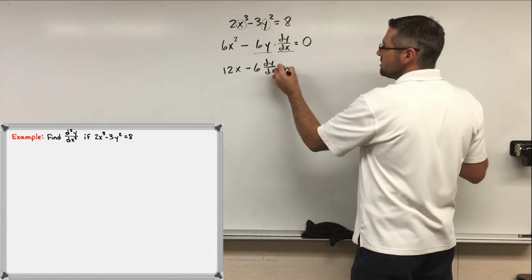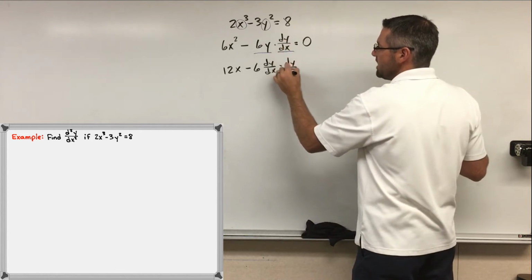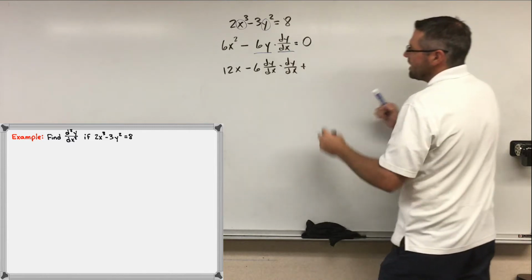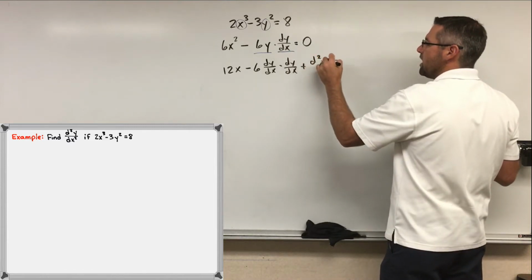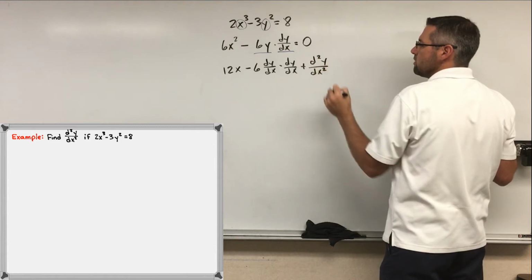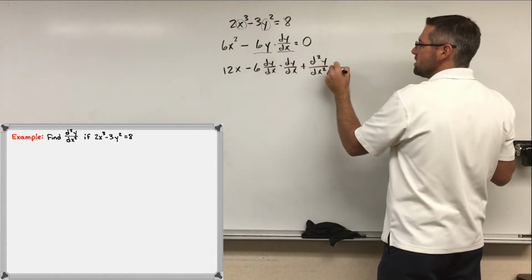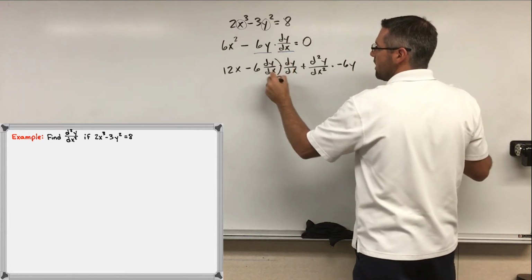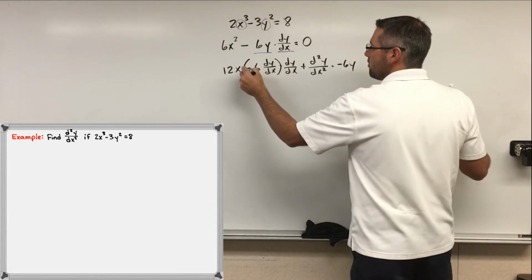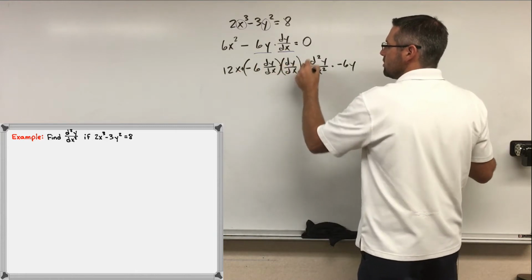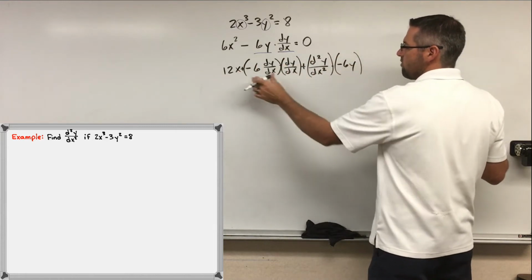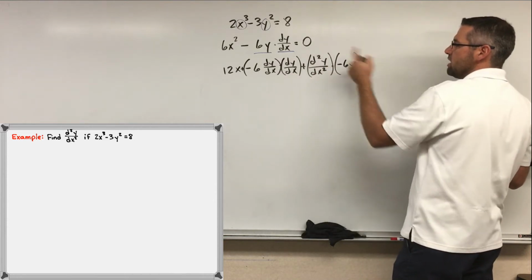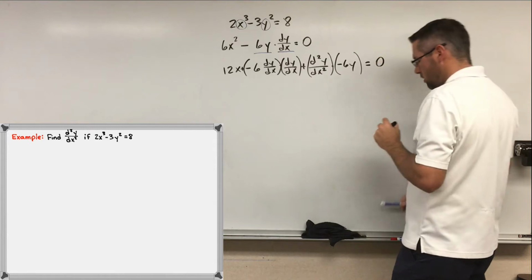And then times the second thing, so times dy dx, and then plus the derivative of the second thing, which we would write as d2y over dx squared, and then times the first thing, so times negative 6y, and I'll go ahead and put parentheses around everything there, plus there, just so we can see the product rule. Derivative of the first times the second, plus derivative of the second times the first, and then on the other side, again, the derivative of 0 is just 0.